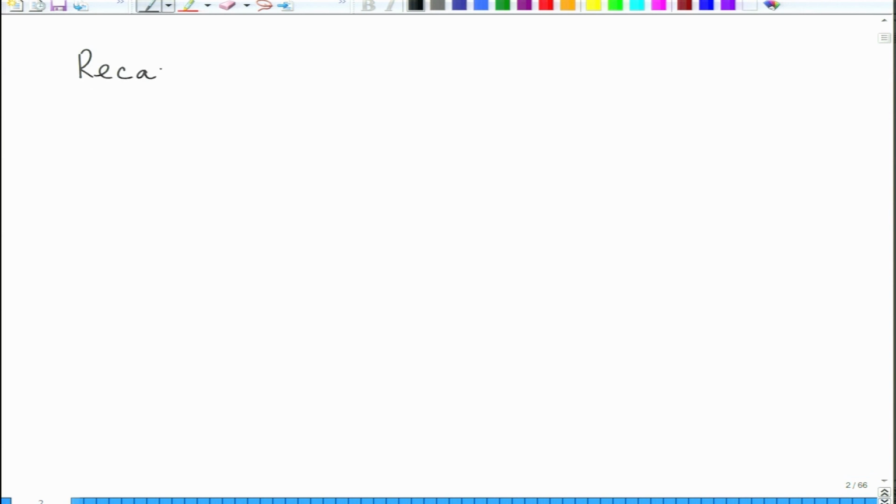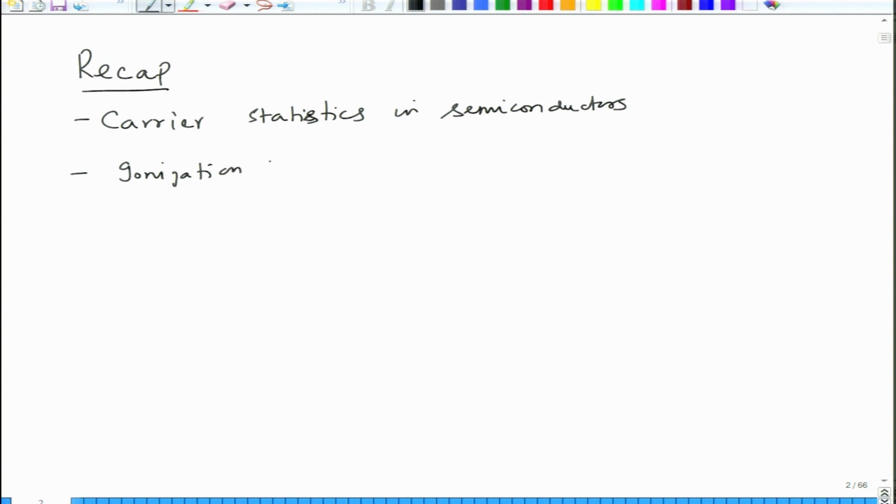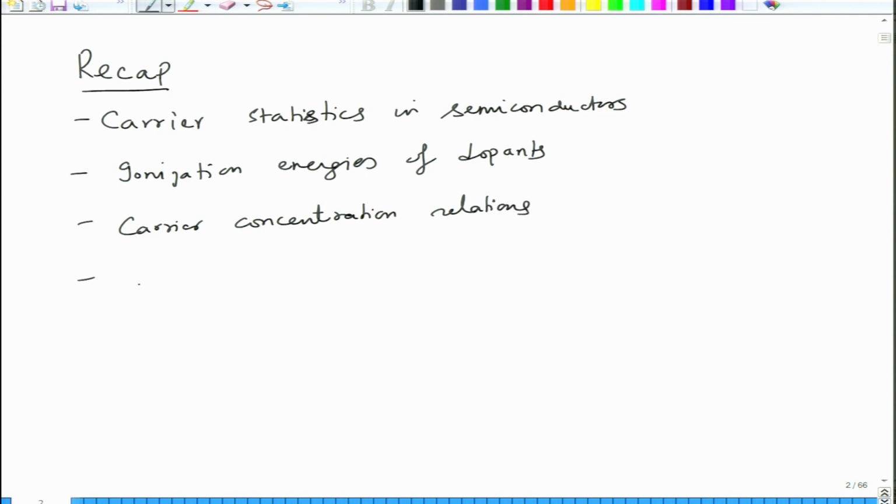So, in the last lecture we talked about carrier statistics in semiconductors. We also looked at the ionization energies of dopants, and then we looked at carrier concentration relations, and finally we looked at the effect of doping on EF.